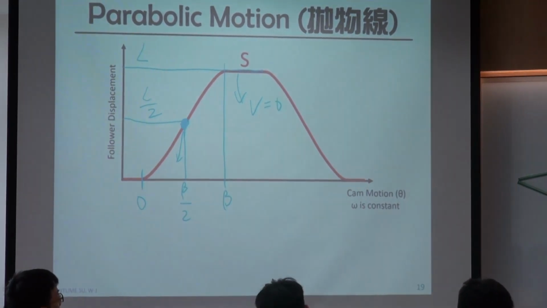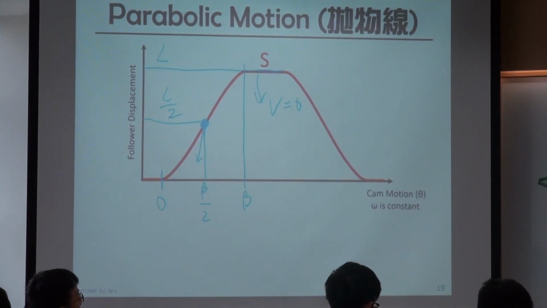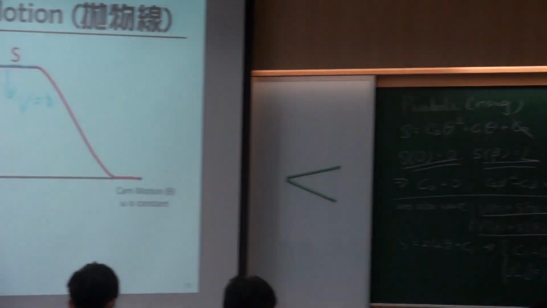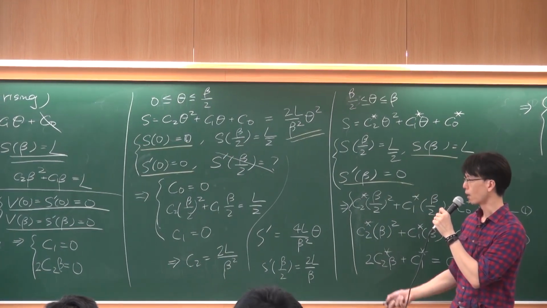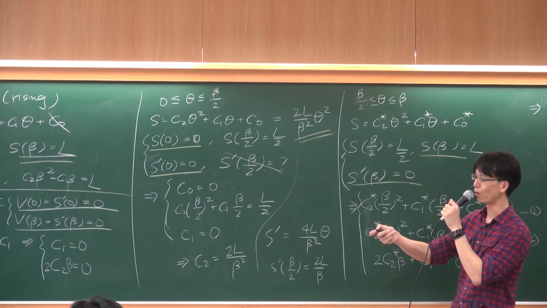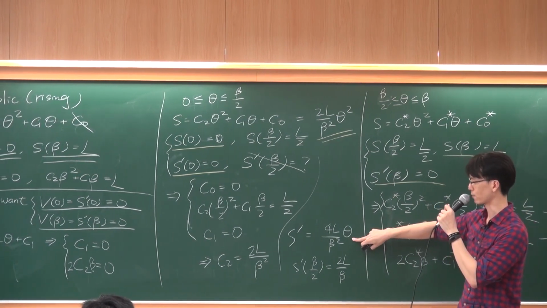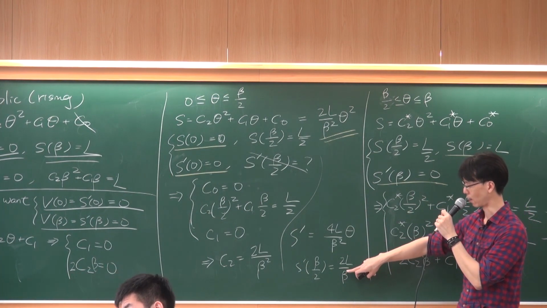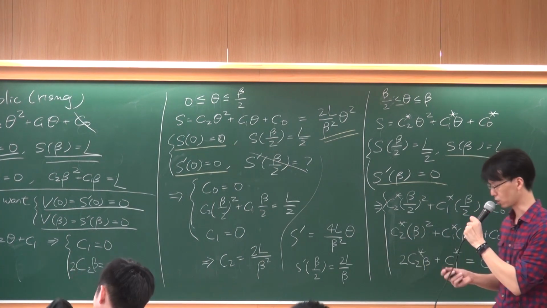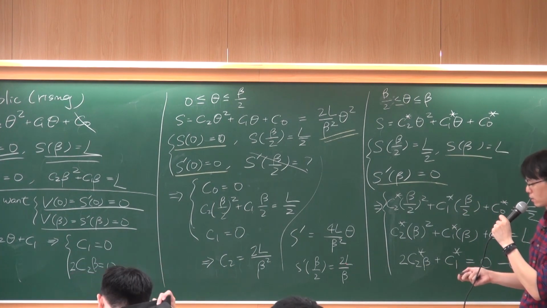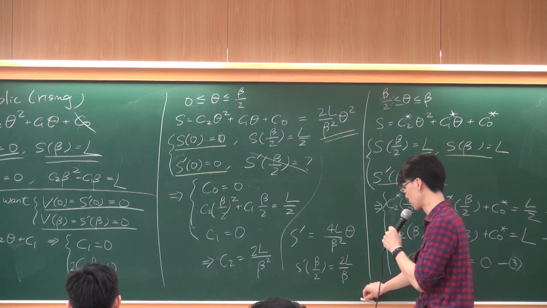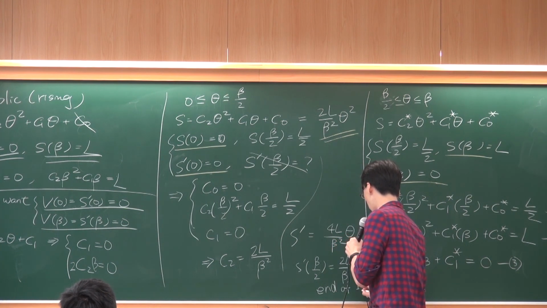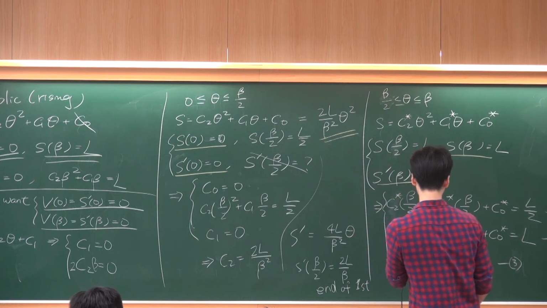So back to the first segment, we know the displacement. You do the differentiation of this one with respect to theta, and you get this velocity. For the velocity at the end point of the first segment, you just substitute beta over 2 into this expression, and you will get the velocity is 2L over beta. That's for the end of the first segment.